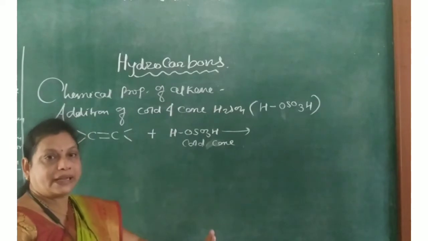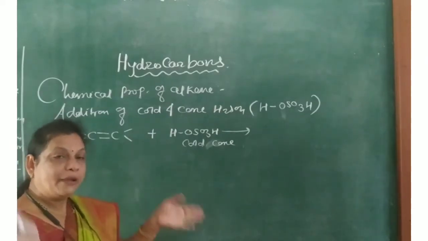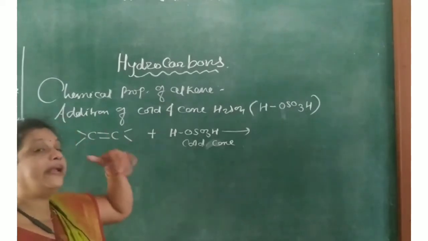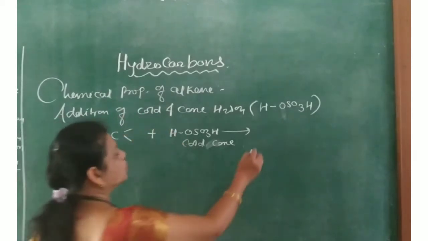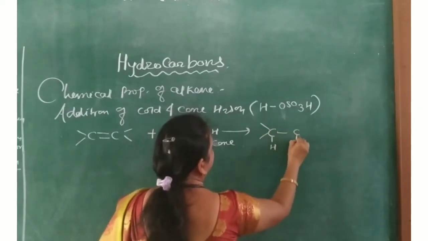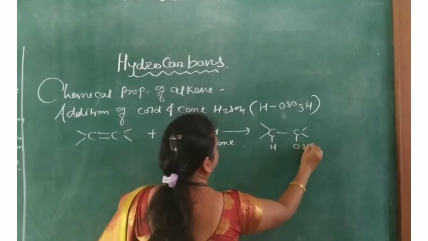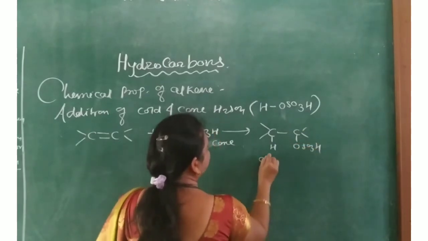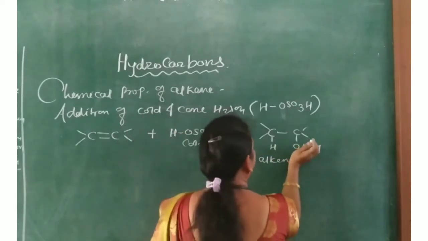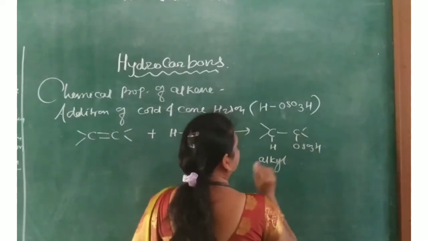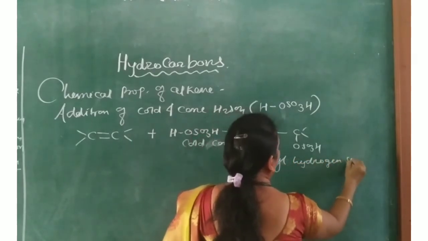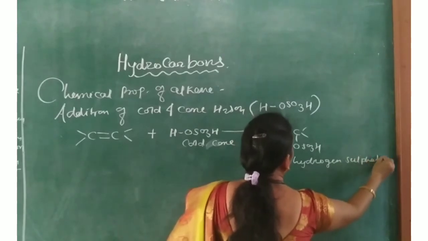If it is symmetrical, then no rule. But if it is unsymmetrical, means the alkene is unsymmetrical, then according to the Markovnikov rule. Okay. So here C, here H, single bond, here again OSO3H. So whatever the alkene, that is converted into alkyl hydrogen sulfate. Alkyl hydrogen sulfate.